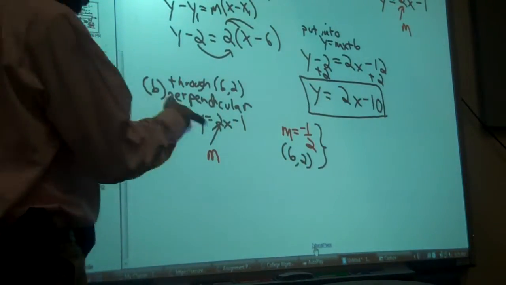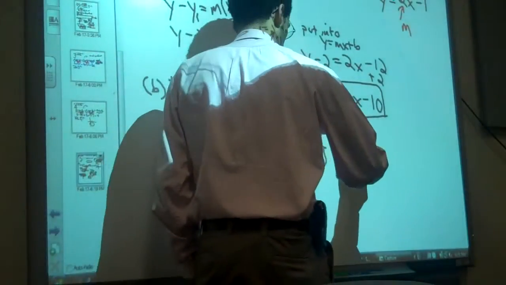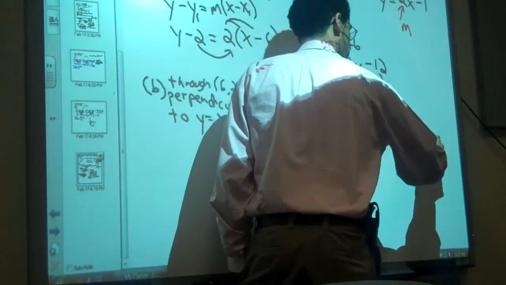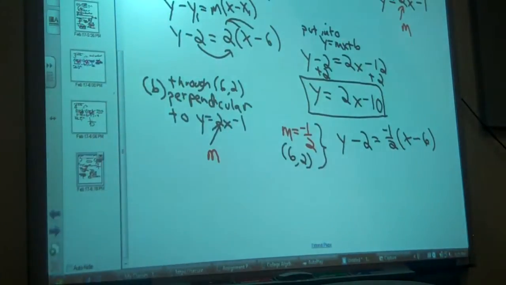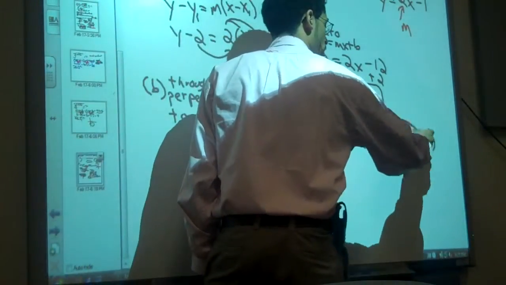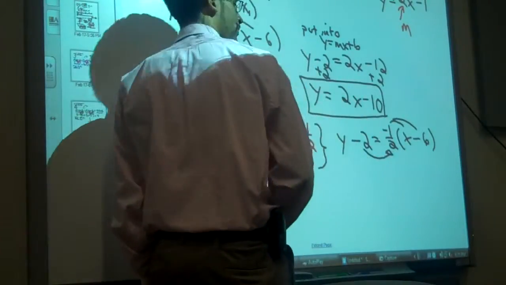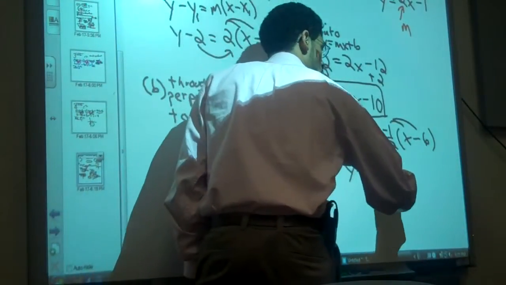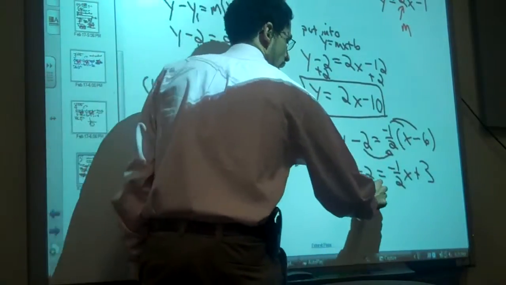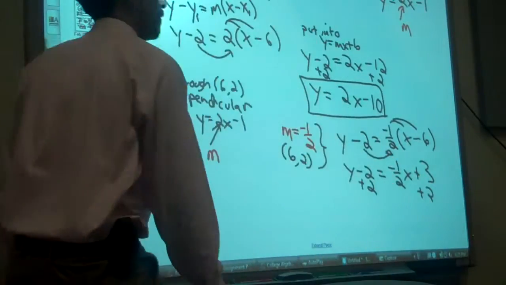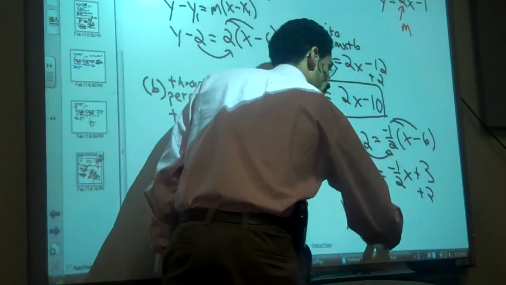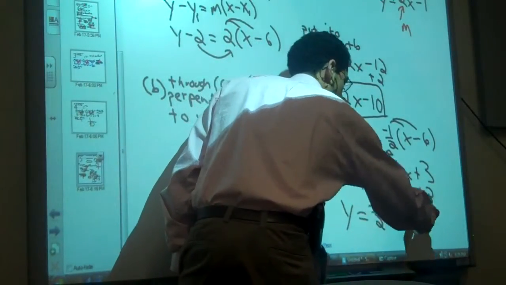So we're ready then to do the same thing. y minus y1 is m times x minus x1. Technically we're done, but to put it into the right kind of mx plus b form, distribute and just add that over. y minus 2 is negative half x plus 3. And then add 2 to both sides. Negative half x plus 5.